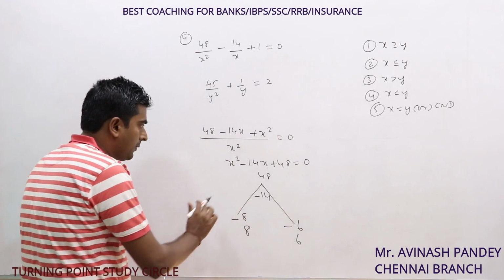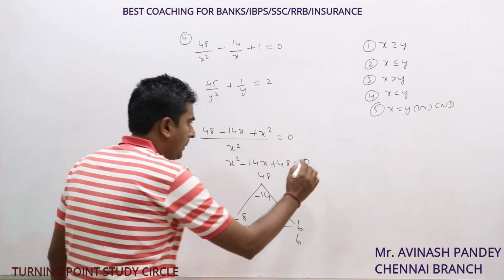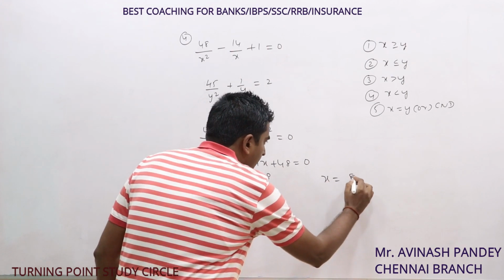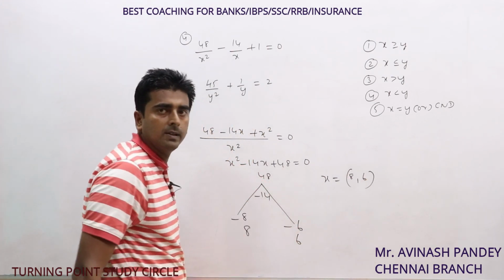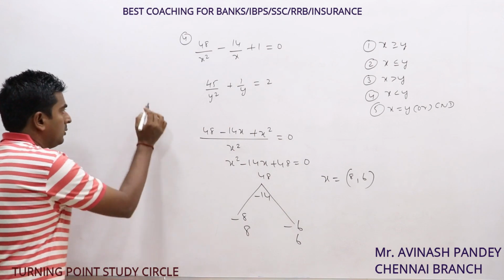Now divide with the coefficient of x square. So plus 1 is there. So my answer for x is nothing but 8 comma 6. Now come to the second equation, right? So I am writing here.